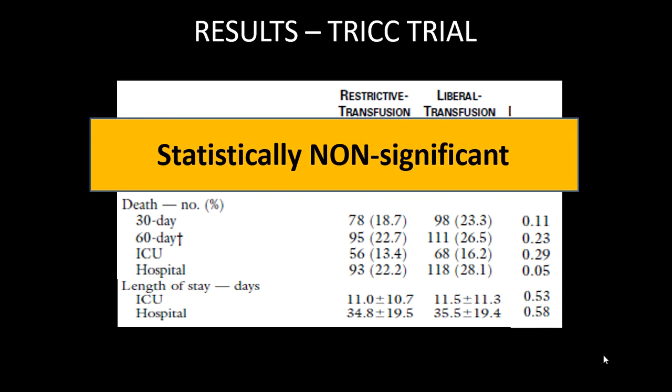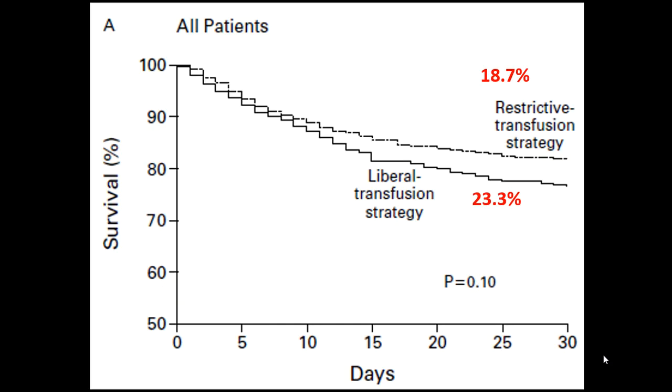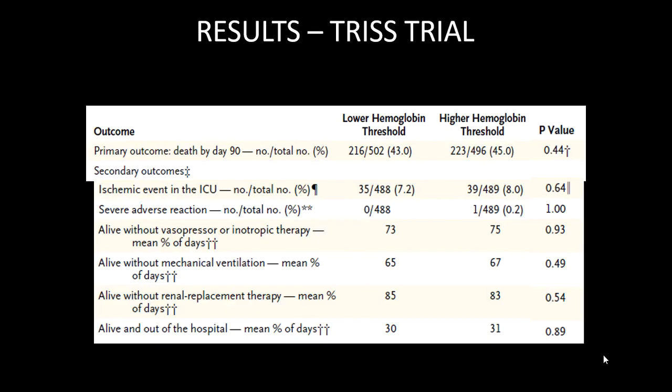So it did not matter whether you gave transfusion at 9 HB or a 7 HB. So what is being followed is a restrictive strategy. You transfuse only when your HB goes down below a particular level, and there was no increased incidence of mortality even with the restrictive strategy.